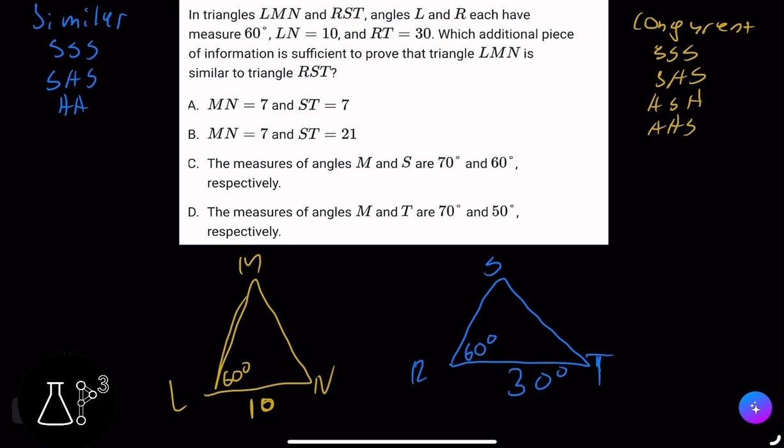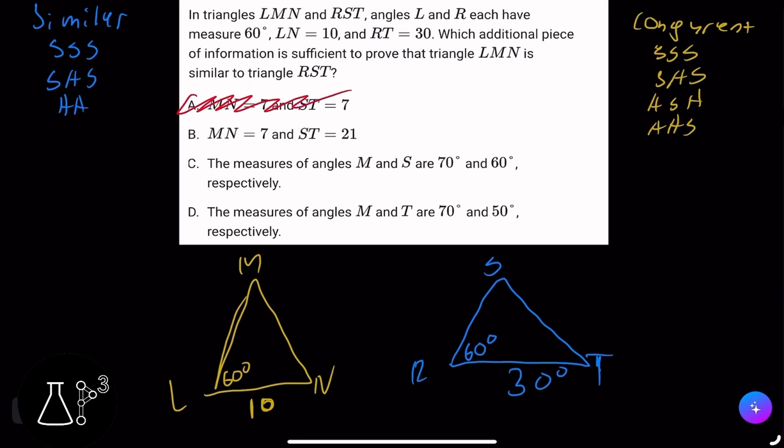Let's see, A: MN equals ST, and ST equals MN. So they both equal each other, right? However, they're asking for similar triangles. Because they equal each other and are not proportional to each other, that is incorrect, because they're asking for similar, not congruent. So A is incorrect.